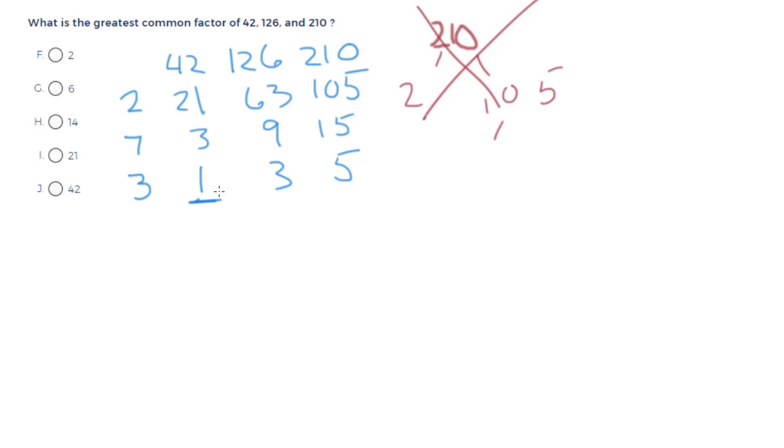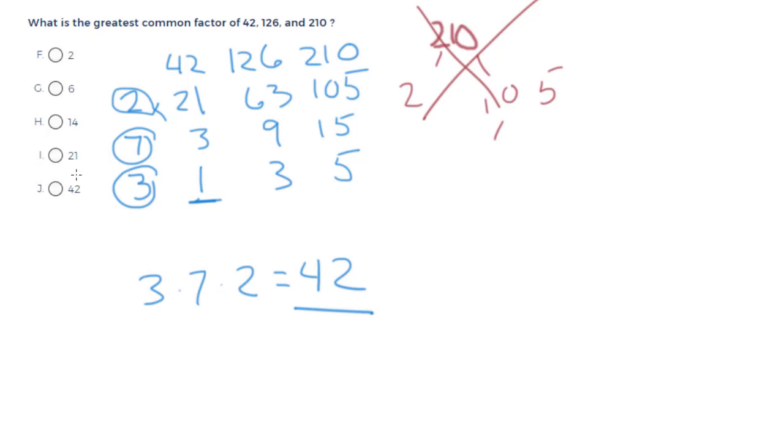All right? And now here's the really cool part. All we're going to do is take this number, and this number, and multiply them. So 3 times 7 times 2 is equal to 42. And that, my friends, is the right answer.